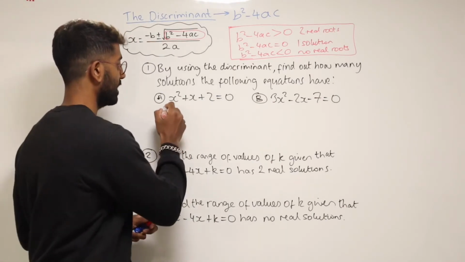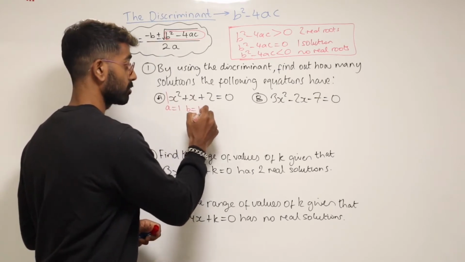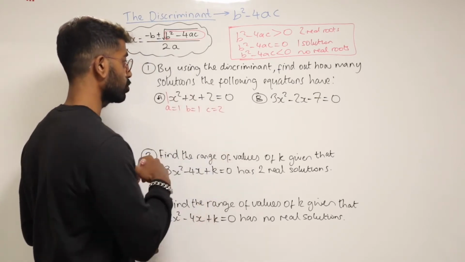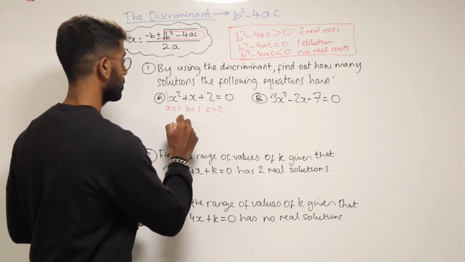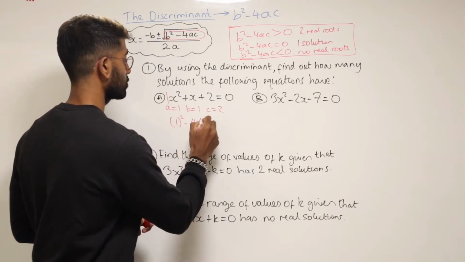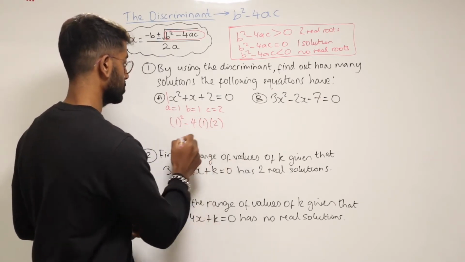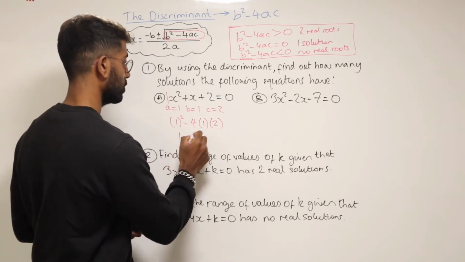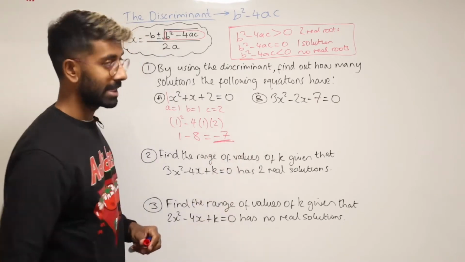Over here we'll have a is equal to 1, b is also equal to 1, and c is equal to 2. So if we put that into the discriminant, we'll have b squared, which is 1 squared, minus 4 lots of a, which is 1, times by c, which is 2. So this is going to come out as 1, take away 8. And so the discriminant here is minus 7.